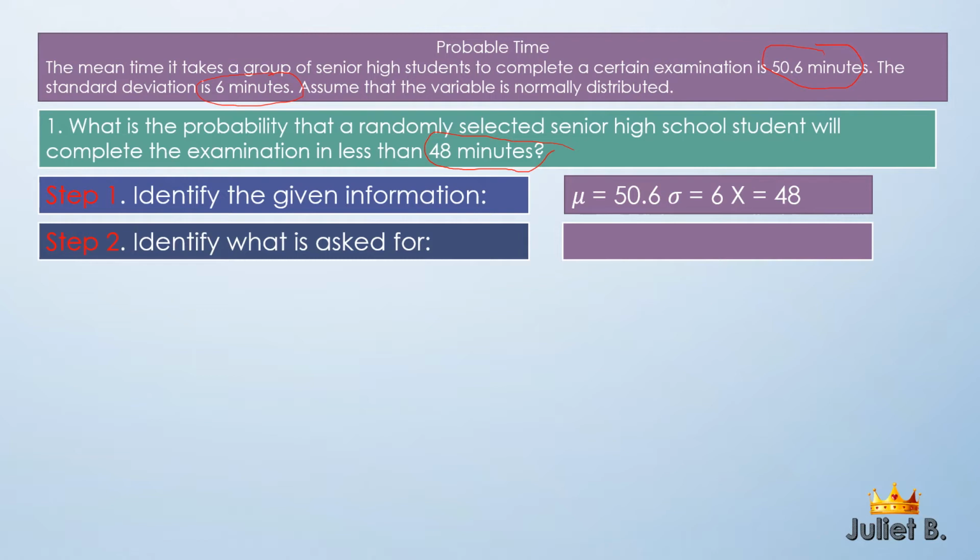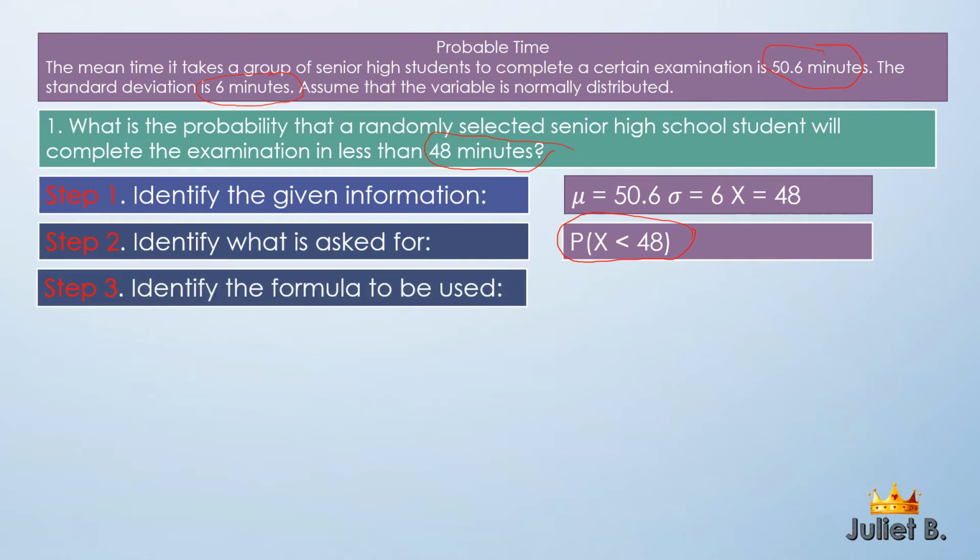So we will go back to the problem. What is asked is, what is the probability that a randomly selected senior high school student will complete the examination in less than 48 minutes? So we will be looking for the probability that a randomly selected senior high school student will complete the exam in less than 48 minutes. So ganito ang magiging inequality symbol niya.